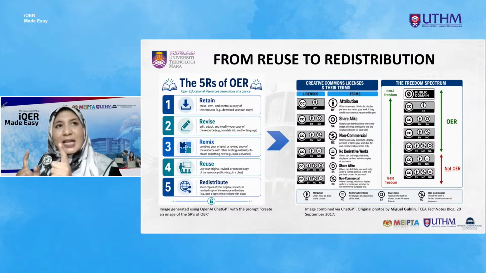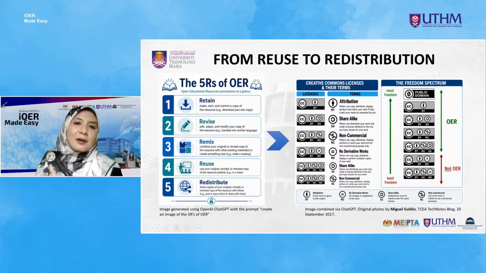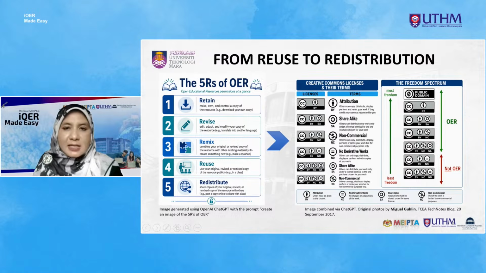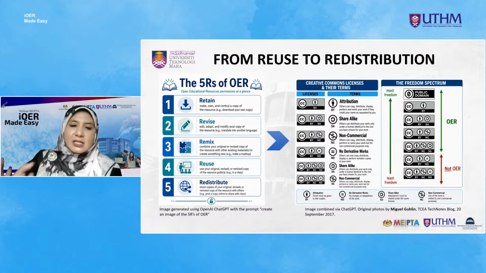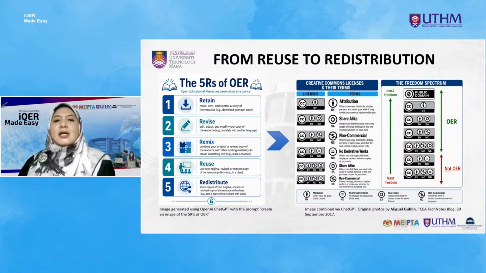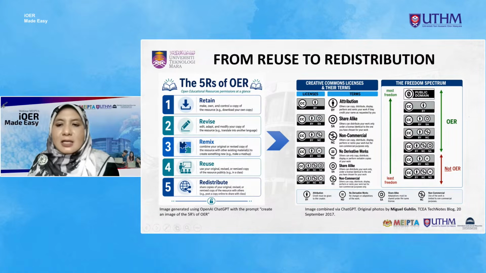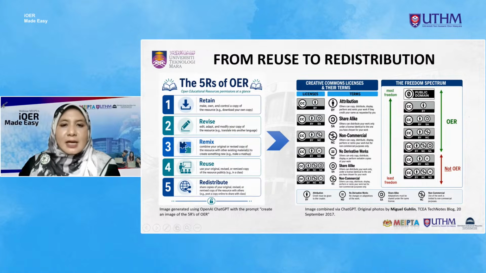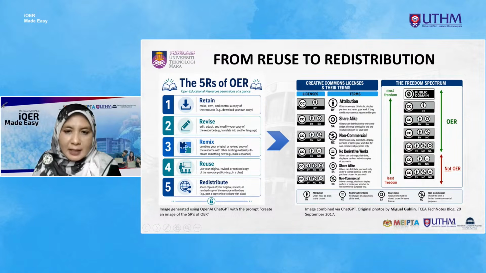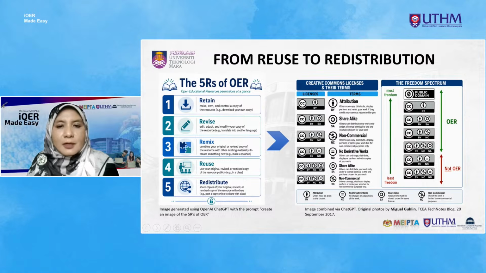Then how to make it legal? Legal for distribution, so we can put in the license. How far they can do all the 5 R's depends on the license that we have set. We register with the license, we put the license first. The licenses depend on these attributes: attribution, non-derivative works, share alike, and non-commercial. So basically there are 5 types of license.